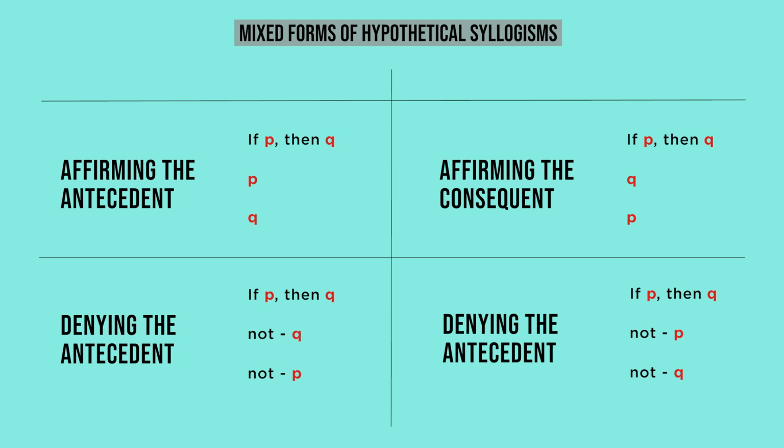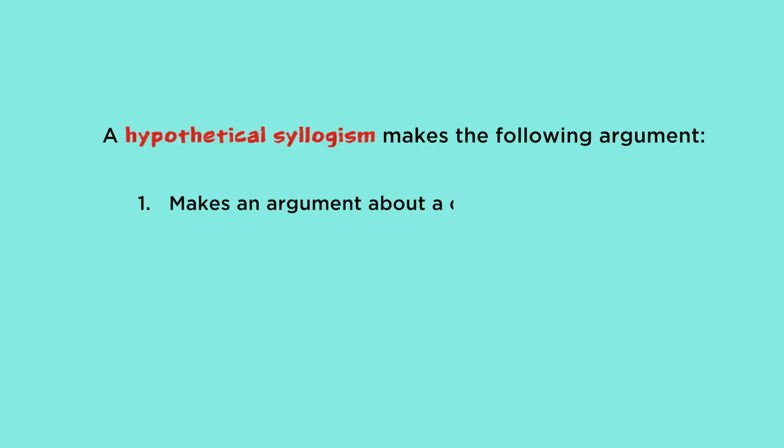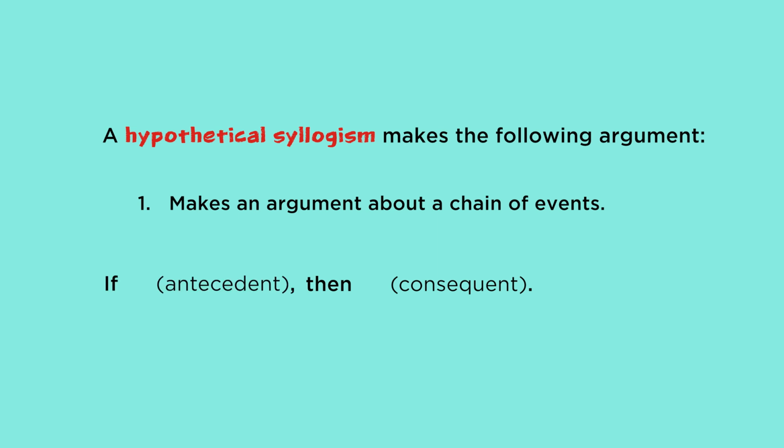In this video, I want to talk about hypothetical syllogisms, and in particular, I want to help you understand the differences between a valid and an invalid form of hypothetical syllogisms. The first thing that you got to recognize is that when someone's making a hypothetical syllogism in an argument, they're actually arguing a chain of events. So they're basically saying that one event is happening on the condition that another event happens.